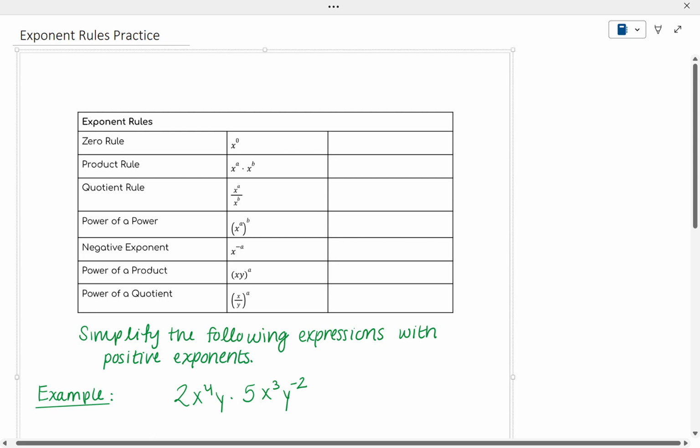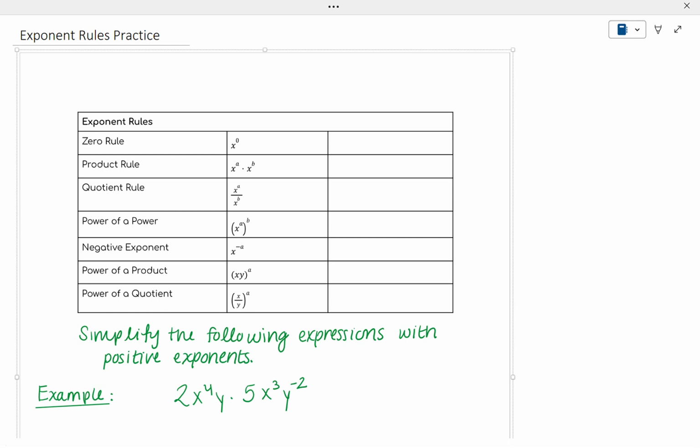Hey everyone, so in this video we're going to go over the exponent rules that you learned from the last assignment. So you were tasked with writing expressions in your TI Inspire and then filling out the table of rules at the end of the assignment. So if you have not completed that assignment, first complete the exponent rules assignment before watching this video and completing the practice assignment.